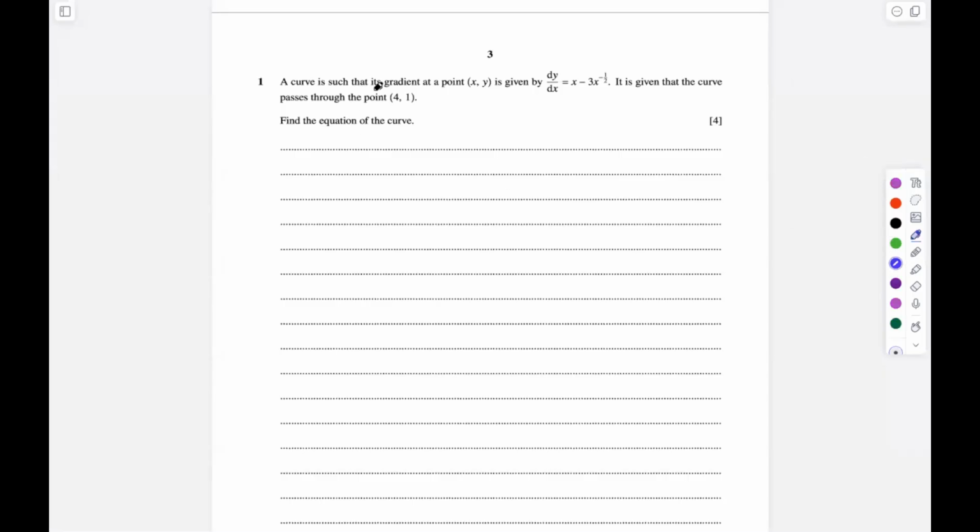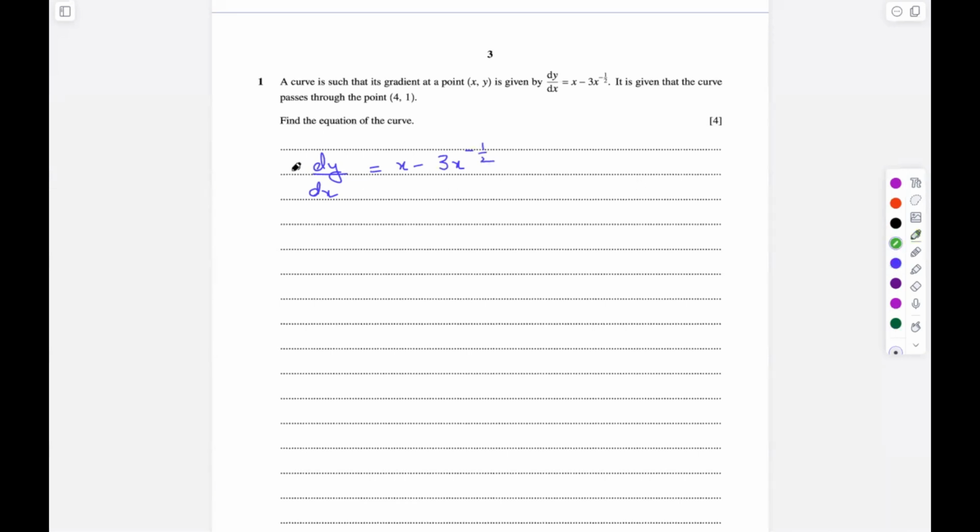In question 1, a curve is such that its gradient at a point is given by dy/dx = x - 3x to the power minus half. It is given that the curve passes through the point (4, 1). We have to find the equation of the curve. Now, to find the equation of the curve, we'll have to integrate the expression for dy/dx. So that is x minus 3x to the power minus half.